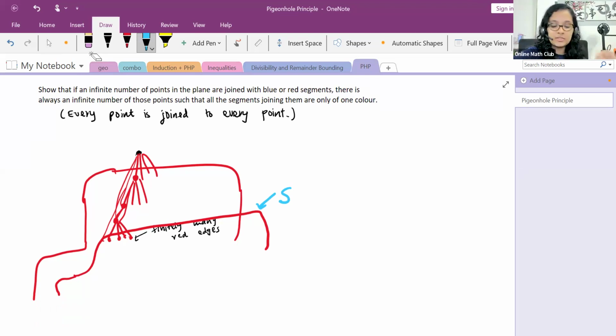And so again, what you want is a set of points such that each one is connected to all the next ones by that same color. So you're basically taking an infinite set inside an infinite set and so on again and again.